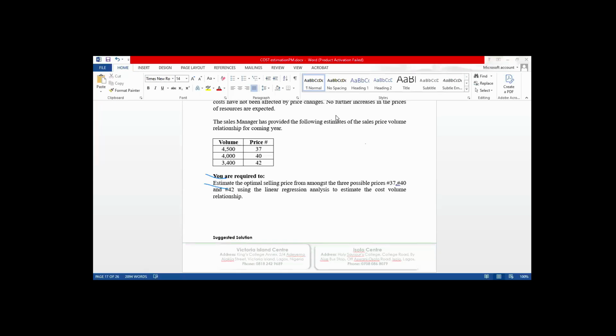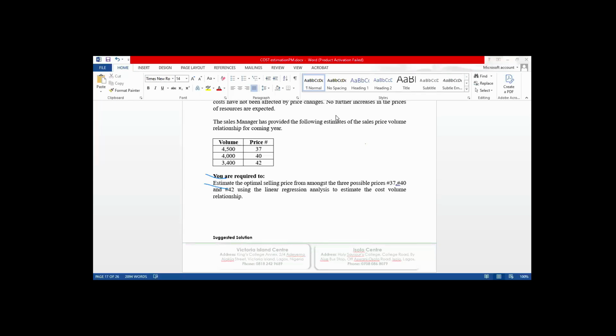Now, examiner now says, for me to determine selling price, definitely I must know the cost of production. The cost of production will give me a guide as to the price I'm going to charge. Now, examiner now says, using the linear regression analysis to estimate cost volume relationship.